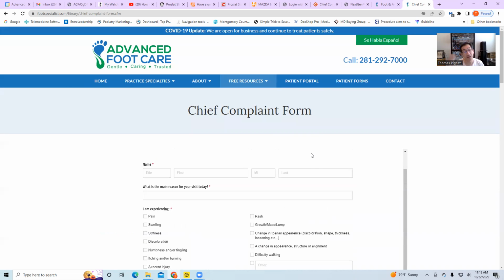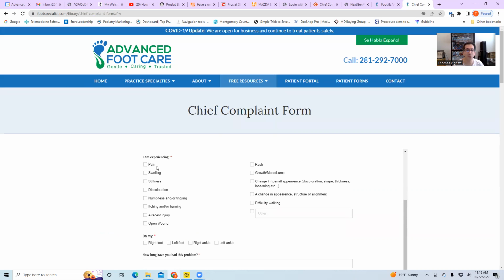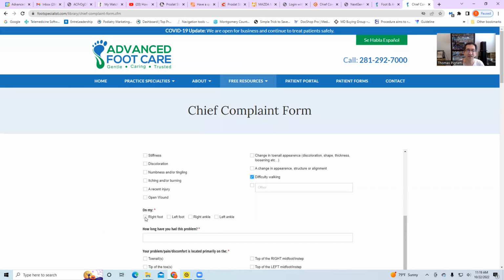And you can see there are many more mandatory and more detailed fields on here. We've got the name, the main reason in their words why they came in today, and then what they're experiencing, whether it's pain, swelling, stiffness, all different things over here. So let's just say pain. You can click multiple different things. You can click pain over there also, and difficulty walking because of pain. Well, where's the pain? It's in the right foot.